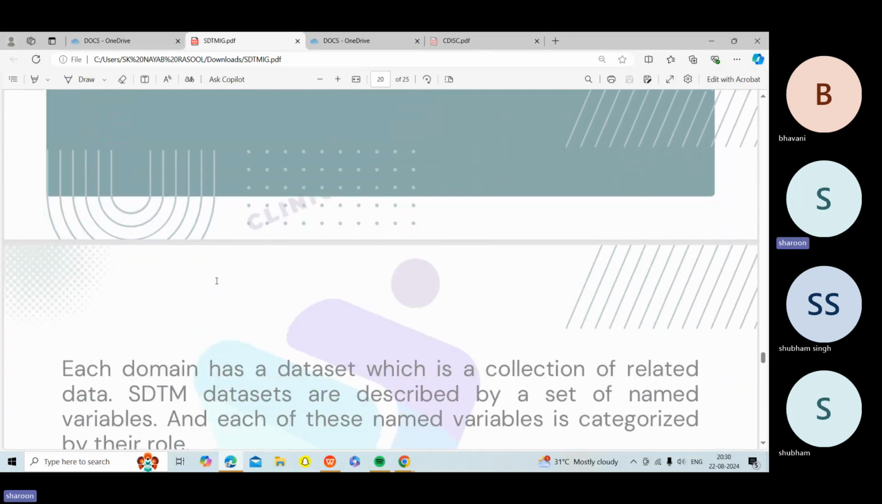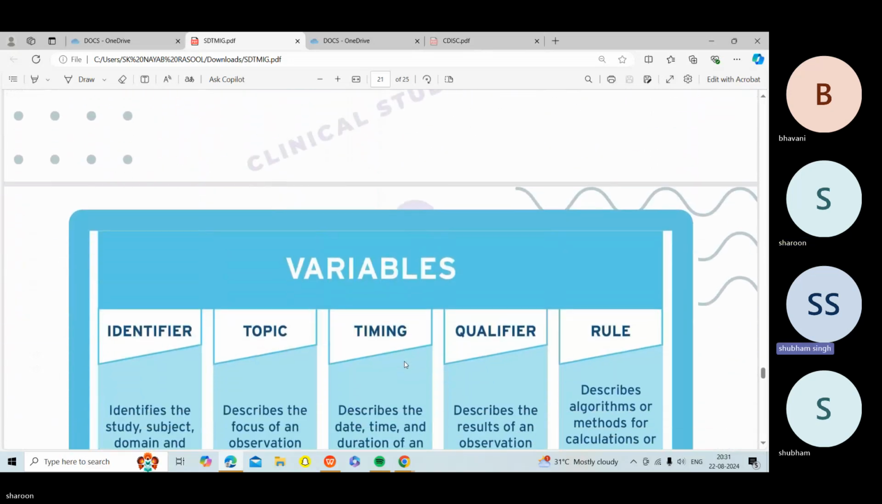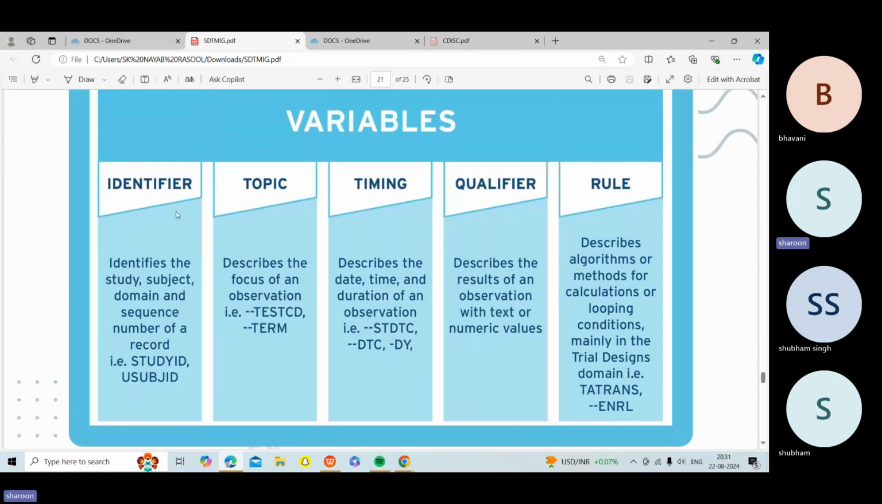SDTM variable roles. Each domain has a dataset, which is a collection of related data. SDTM datasets are described by a set of named variables, and each of these named variables is categorized by its role. A role category conveys a particular type of information about a variable. Variables can have just one role. Identifier identifies the study, subject, domain, and sequence number of a record. That is study ID, subject ID.